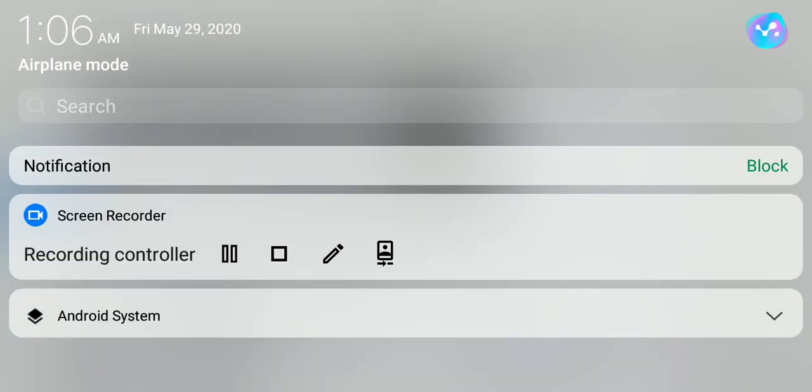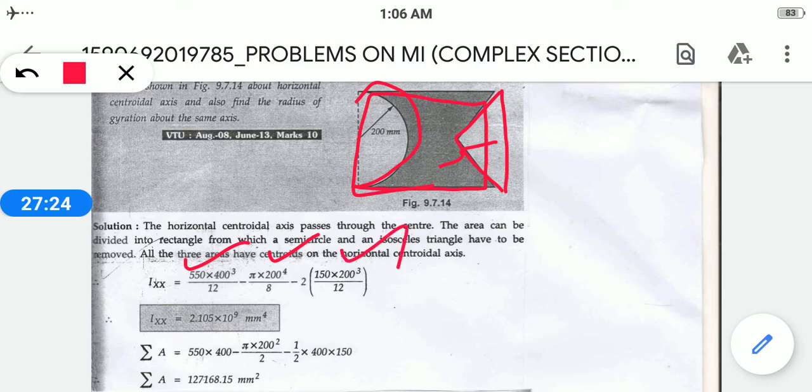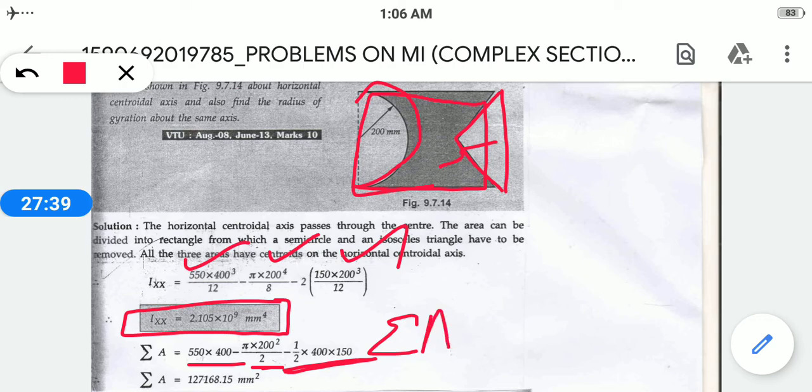Same method like your previous substitution method, we are going to adopt it for the rectangular area. I of xx is bd cube divided by 12, and for the semicircle it is equal to pi r power 4 divided by 8, and for this triangle they are dividing into two parts and substituting in the formula. So we'll get Ixx directly. Then we are going to find the area of your rectangular section, area of your semicircular section, area of your triangular section. After finding this, you will get summation of A.